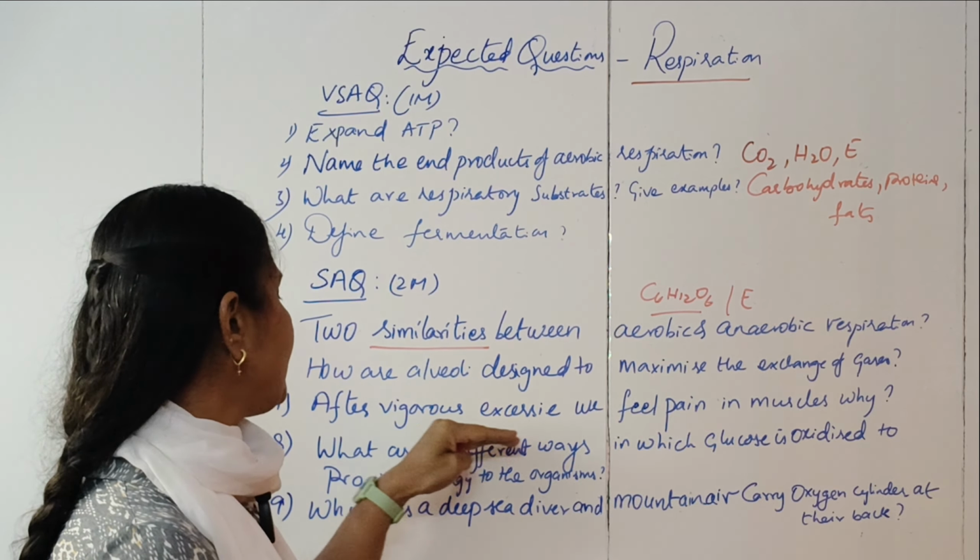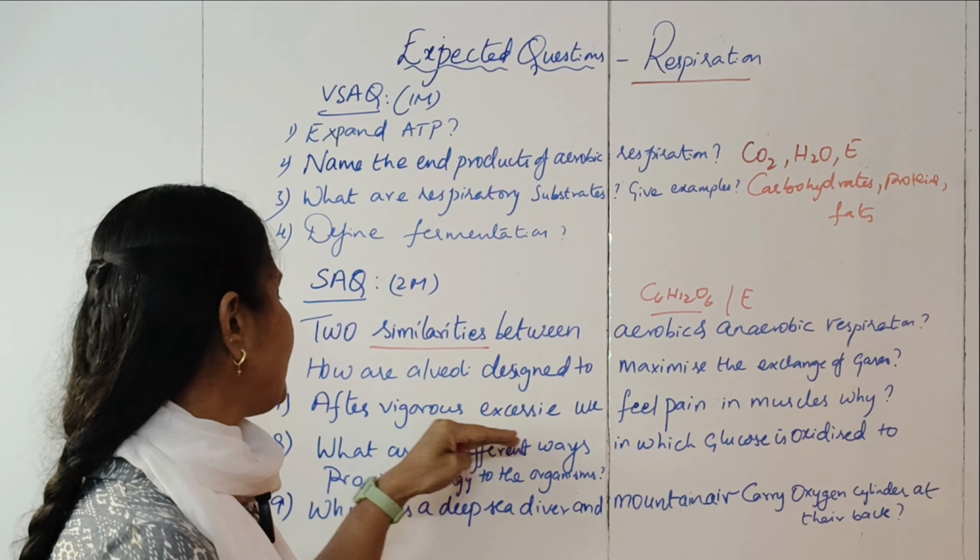Next is, what are the different ways in which glucose is oxidized to give energy to the organism? If you remember, glucose will be oxidized in different ways. In the presence of oxygen, first glucose will be broken down to pyruvic acid or pyruvate in the cytoplasm, which is glycolysis. Then this pyruvate will be broken down in the presence of oxygen, forming carbon dioxide, water, and energy. This is aerobic respiration, which takes place in mitochondria.